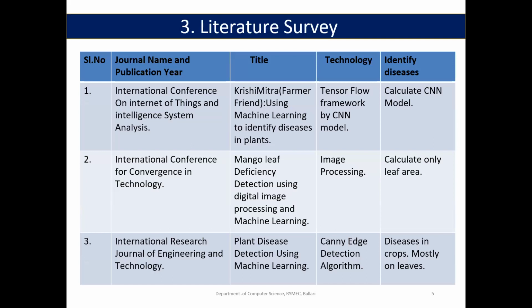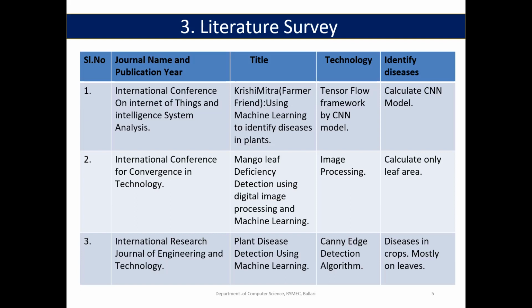This tells about the comparison of literature survey. The first paper is Krishi Mitra, which is farmer friend. Here we have used machine learning to identify diseases in plants, which is published in International Conference on Internet of Things and Intelligent System Analysis. The technique used in plants to identify diseases is the TensorFlow framework model.